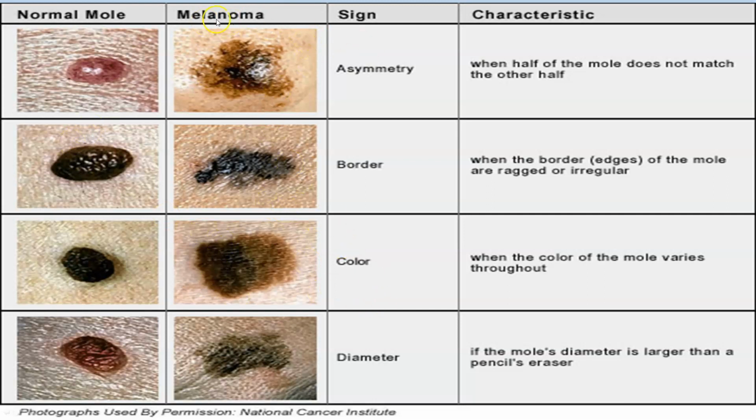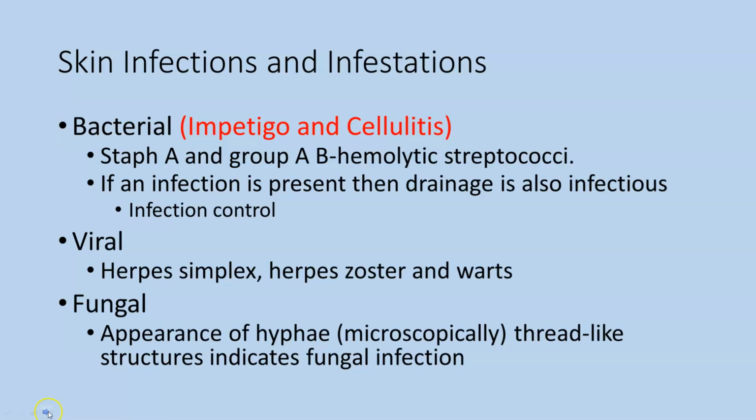But obviously, if you do see something in the right-hand column where you have this asymmetry, the borders irregular, the colors in this one clearly darker on the left and lighter on the right, and then that diameter is large, you do need to urgently see a healthcare provider.